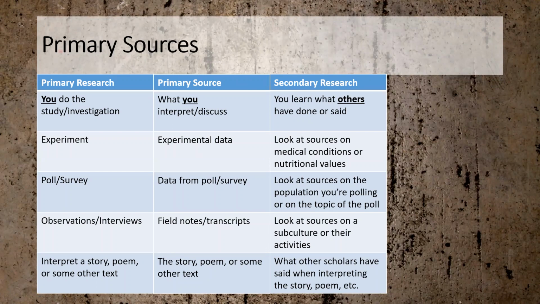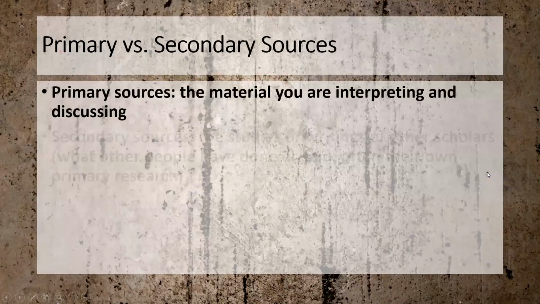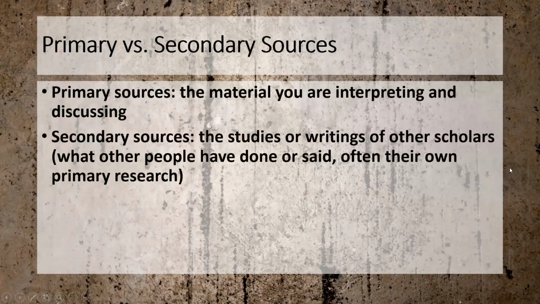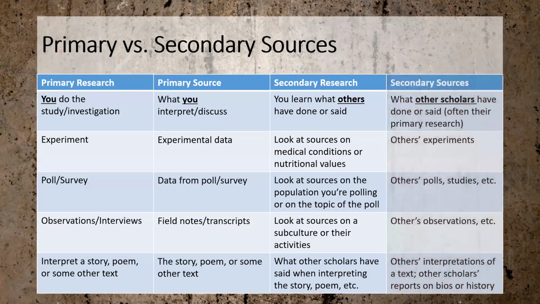In contrast to that, what many of you are probably more familiar with, again, are secondary sources. And this is the studies or writings of other scholars, what other people have done or said. Again, it's often the product of their own primary research. So like I said, if some other scientist did an experiment, that's their primary research. And they take their experimental data and they turn that into a scholarly article. For you to look at that study of someone else's experiment, for you, that's a secondary source.